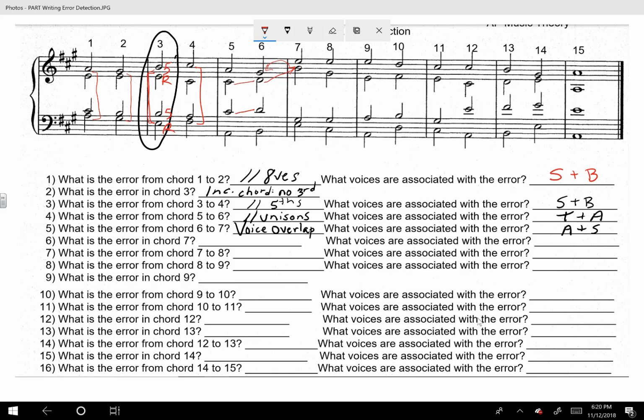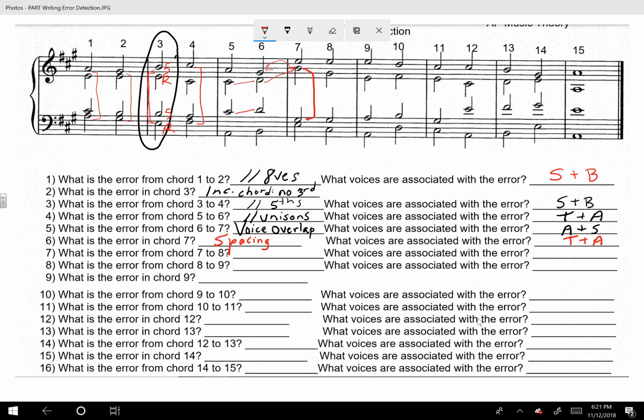Number 6, what is the error in chord 7? That's a spacing issue that involves the tenor and the alto. Because right here exceeds an octave, and that is forbidden.